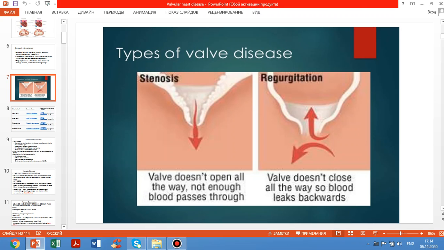In this slide you can see stenosis and regurgitation. In stenosis, the valve doesn't open all the way, so not enough blood passes through. In regurgitation, the valve doesn't close all the way, so blood leaks backward.